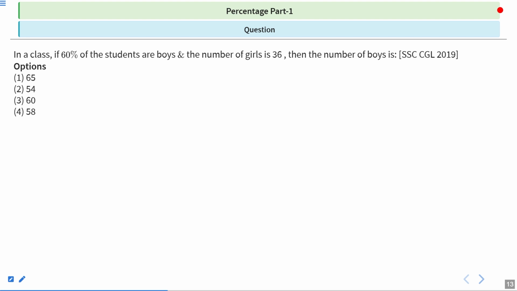In a class, if 60% of students are boys and the number of girls is 36, then the number of boys is? This question was asked in the SSC CGL 2019 exam. Now there are four options. First one is 65, second is 54, third is 60, and fourth one is 58. Now you have 10 seconds to solve this question. Your time starts now.